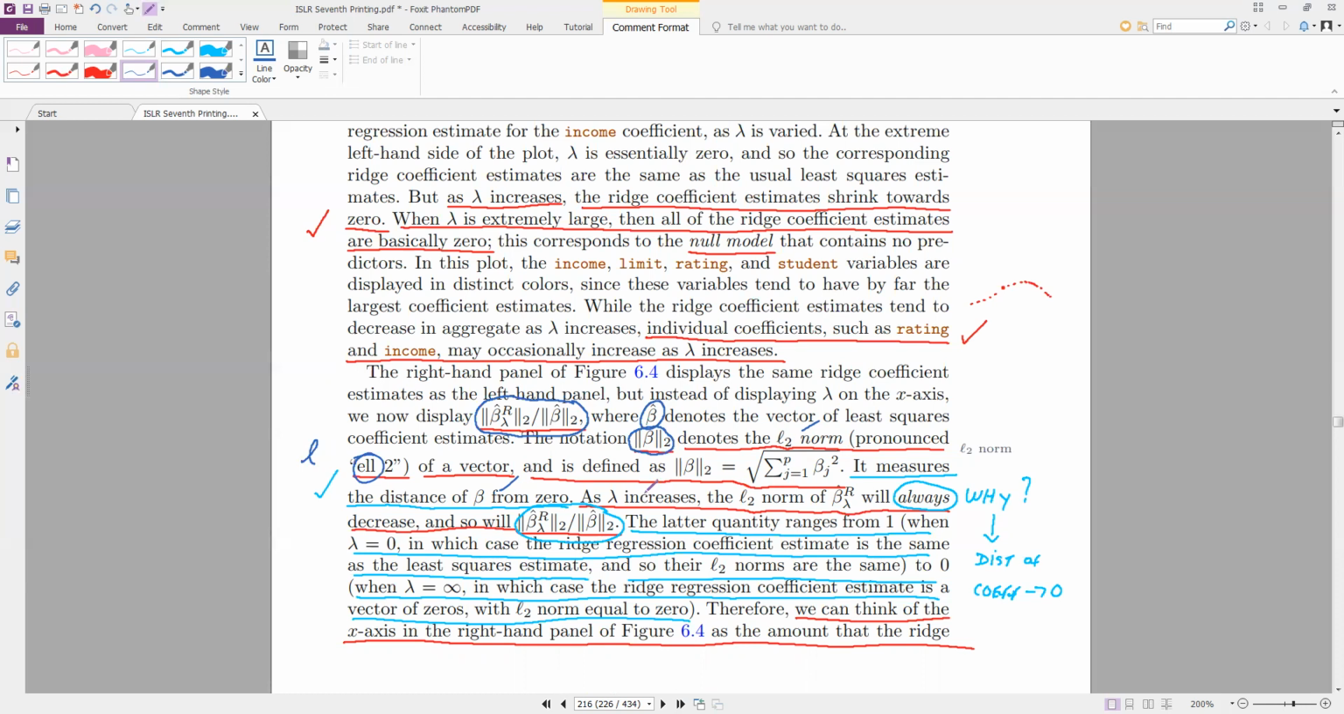So we can see that as lambda increases, the L2 norm of the coefficients based on ridge regression, that's what that top number is, the coefficients based on ridge regression, that's what the R is for. As lambda increases, the L2 norm of the ridge regression coefficients for a given lambda will always decrease, and so will this value here, and so will our ratio. That's the same thing as what we're looking at over here.